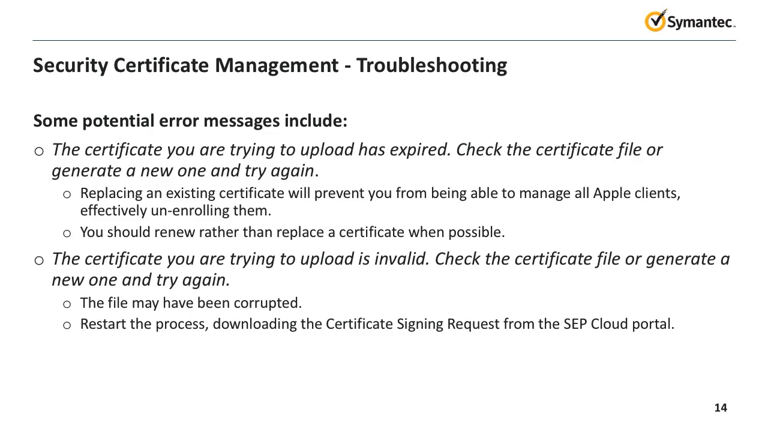Though it is unlikely you will encounter too many issues with the APNS certificate process, there can be instances where error messages may appear. These are some potential error messages. The certificate you are trying to upload has expired. Check the certificate file or generate a new one and try again. Replacing an existing certificate will prevent you from being able to manage all Apple clients, effectively unenrolling them. You should renew rather than replace a certificate when possible.